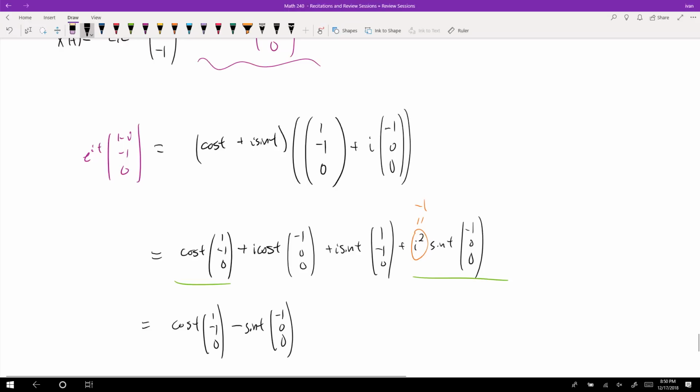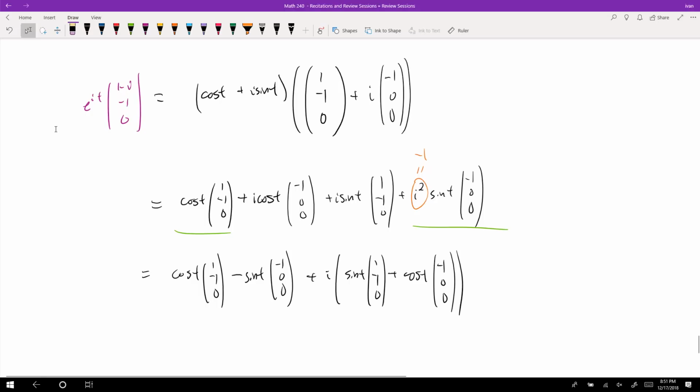And then you have plus i, and you got the sine t, 1, negative 1, 0, plus cosine t, negative 1, 0, 0. And so I just grouped those real and imaginary terms in. And now I have my solutions, right? This is a solution here, and this guy in the parentheses is a solution as well.